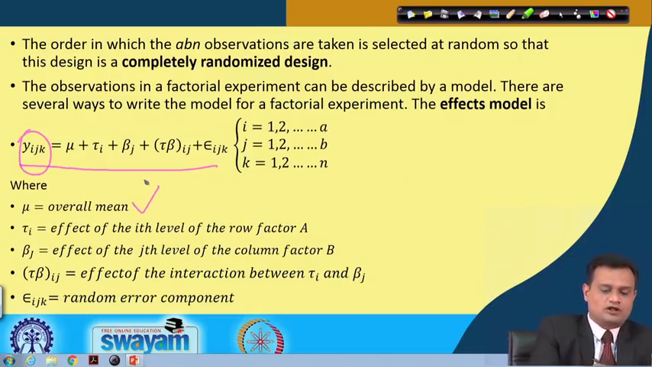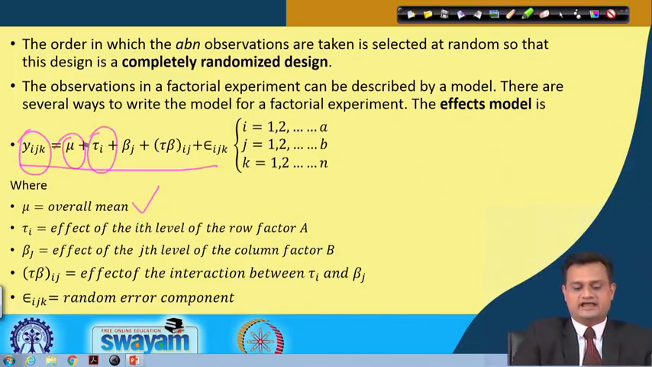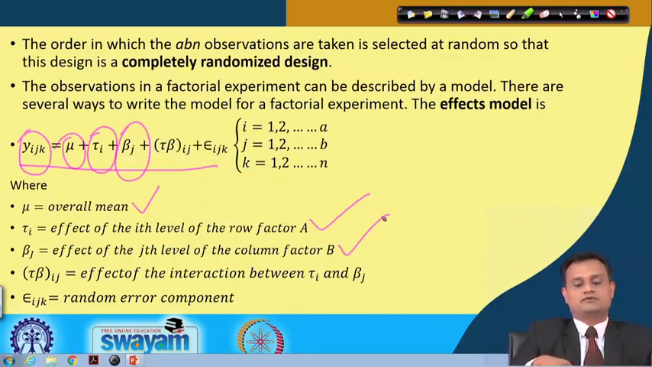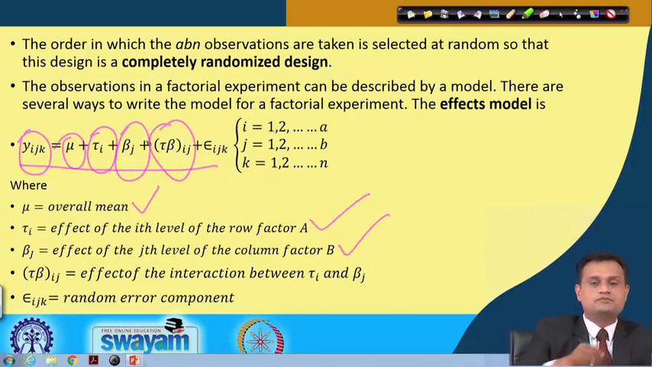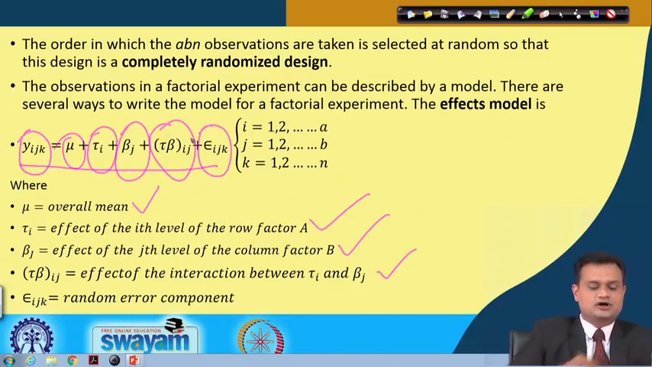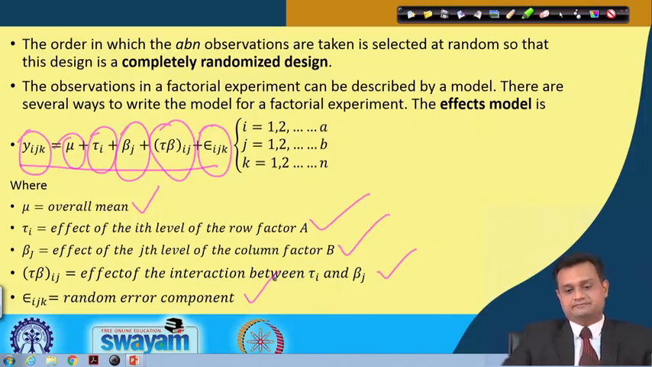So mu is the overall mean, tau i is the effect of the ith level of the row factor A, beta j is the effect of the jth level of the column factor B, tau beta ij is the effect of the interaction between tau i and beta j, and this is your random error component, that is epsilon ijk.